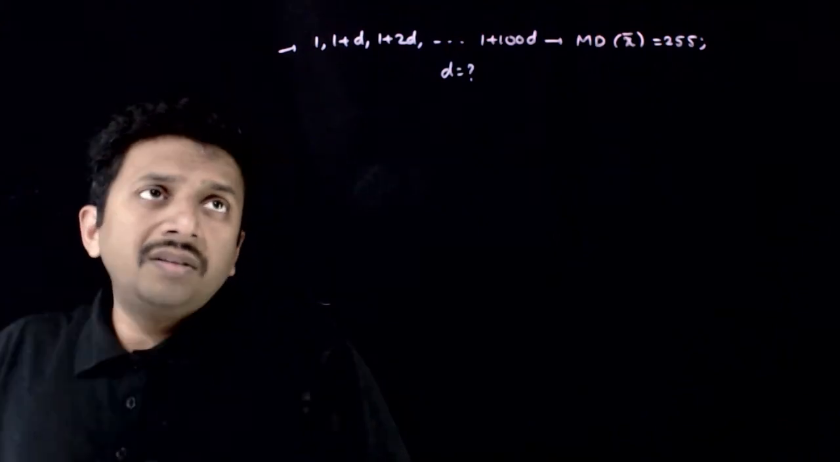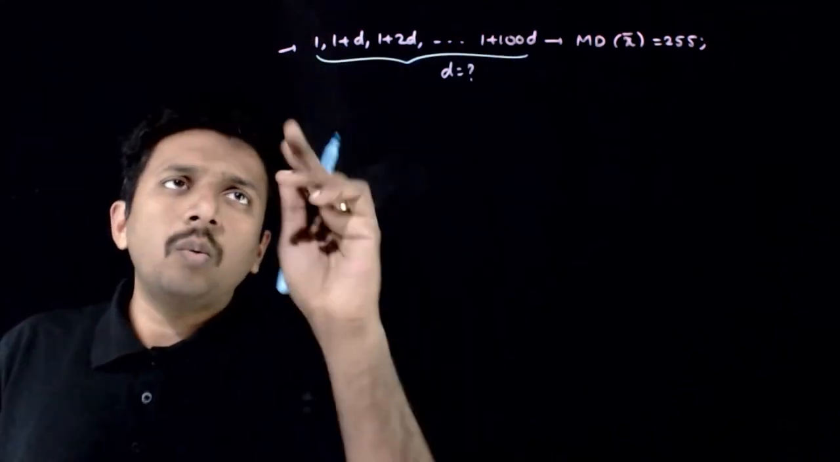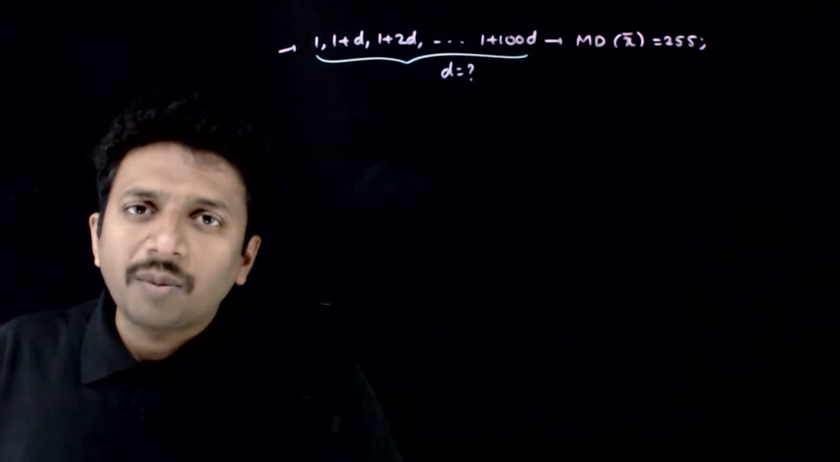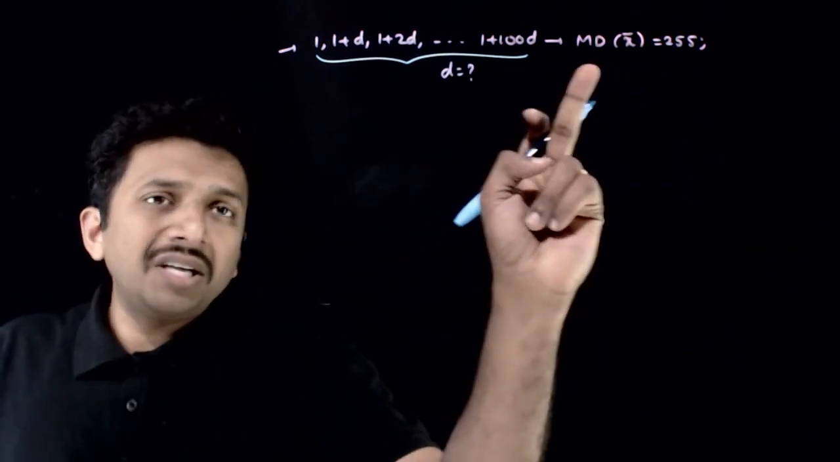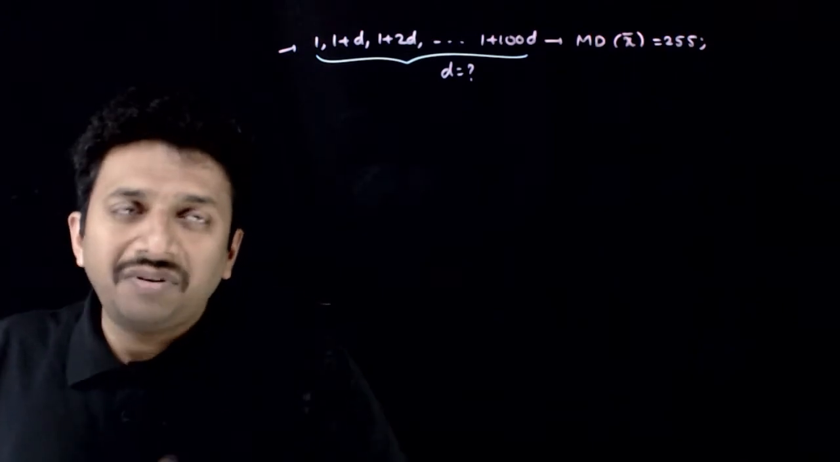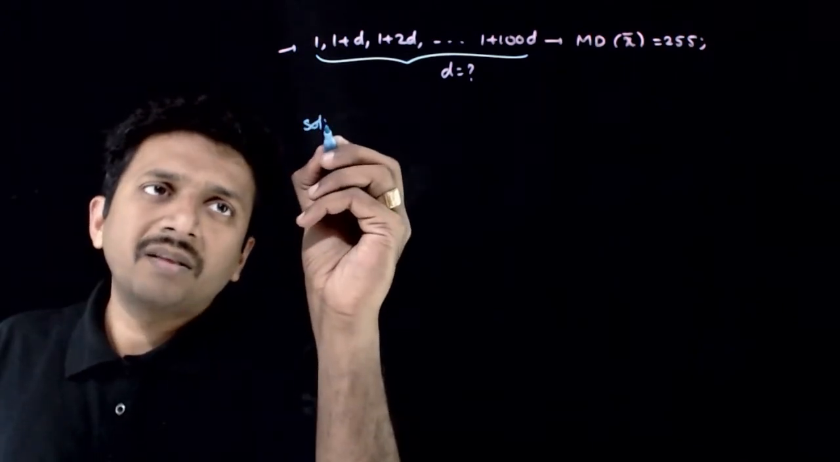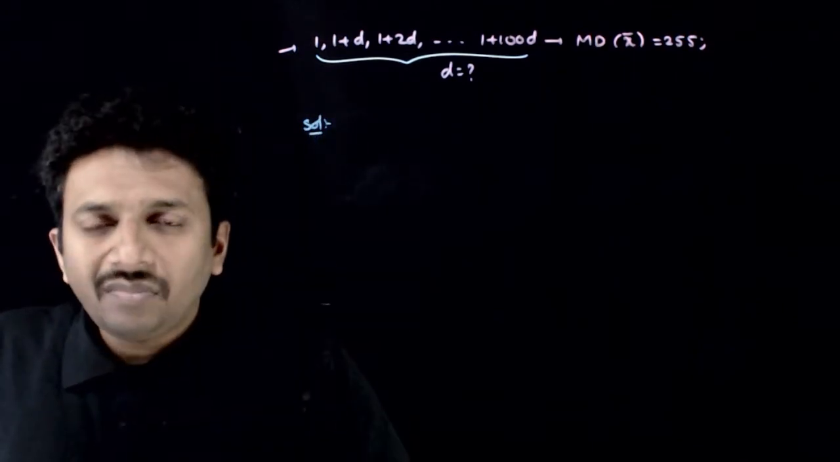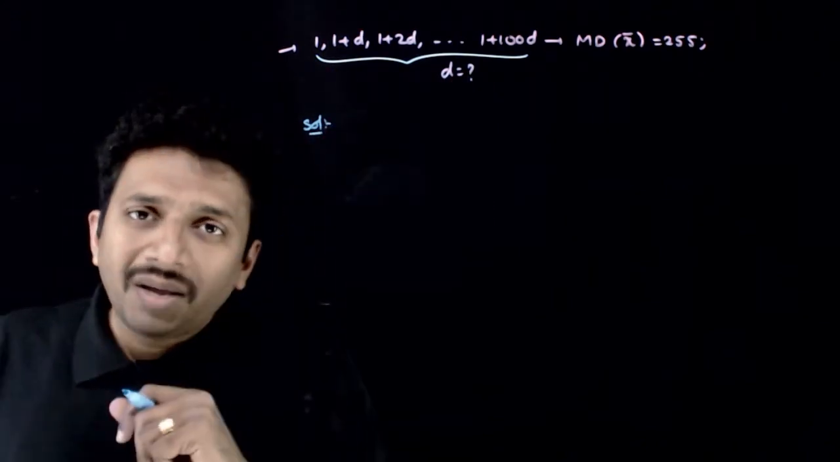So welcome students. In this question you're given these numbers: 1, 1 plus d, 1 plus 2d, up to 1 plus 100d. The mean deviation of these numbers about their mean is 255. If that is so, what is the value of d? So now you can see that you have 101 numbers.